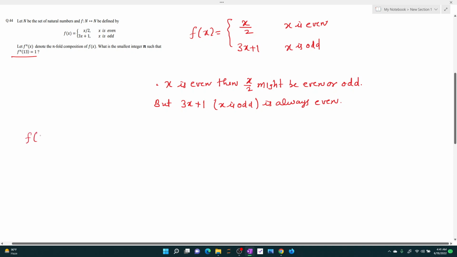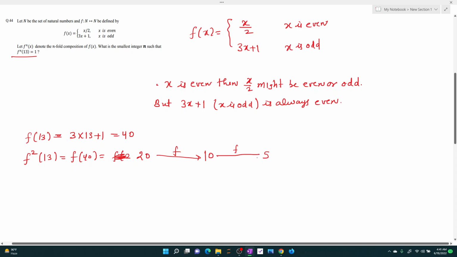So let's start. We know that the value of f of 13 will become, because 13 is odd number, 3 into 13 plus 1 coming out to be 40, right? Then f square of 13 will be simply f of 40, which is coming out to be 20, right? Now again this is an even integer. So in the next iteration, this will become 10. In the next iteration, this will become 5, right? So I can say that f power 4 is nothing but 5.